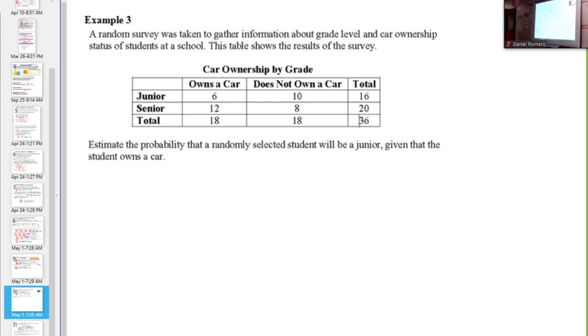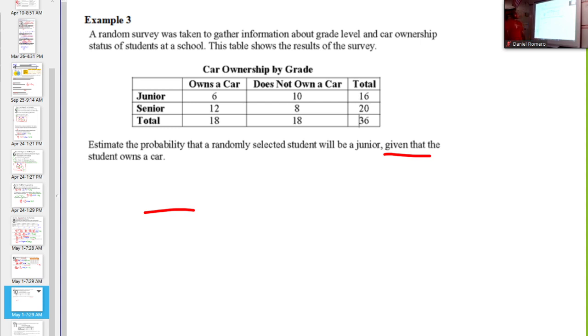A random survey was taken to gather information about grade level and car ownership. Yay, cars! David loves cars over there. Estimate the probability that a randomly selected student will be a junior given that the student owns a car. So when you see given, that means that's going to be our sample space. How many students here own cars?